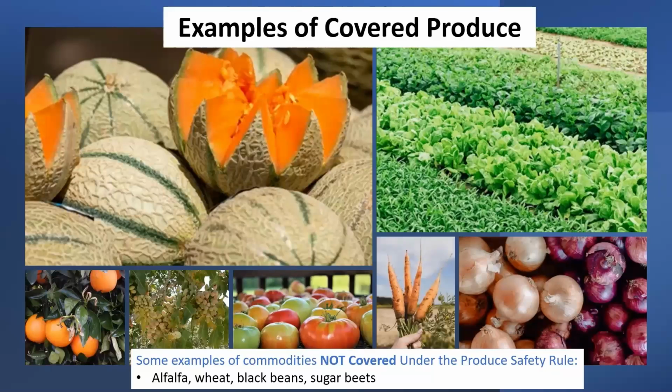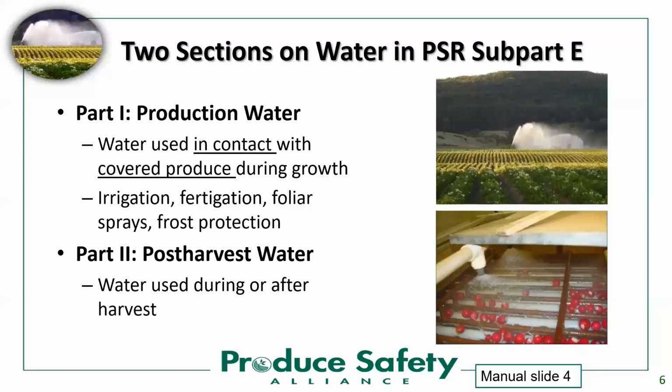But basically, most of our fruits and vegetables are going to be considered covered produce and be considered as a potential food safety risk under this produce safety rule. So under subpart E of the produce safety rule, this is the part of the rule that applies to agricultural water. FDA defines two different types of agricultural water, and I want to highlight those two here because I think they're really important concepts to kind of hit home with growers.